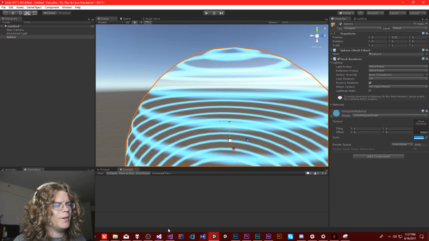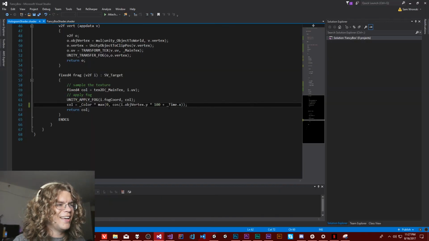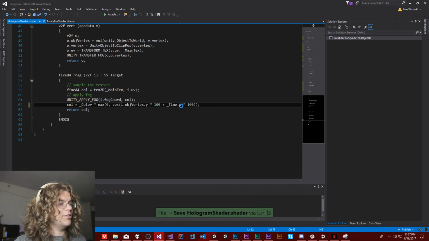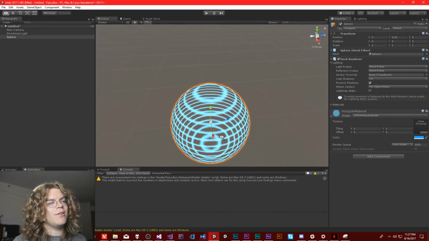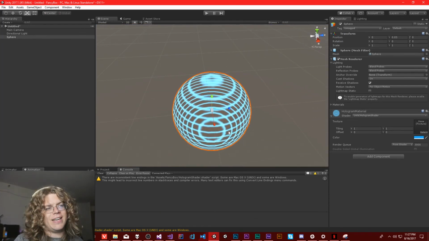Oh, you know what? I bet I know what's going on. We're just at a super small scale. So let's multiply this by, say, 100. This should go really quick. Yeah, there we go. So now we have animated scan lines.